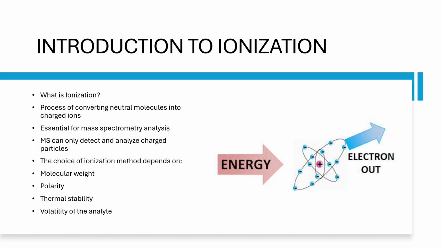So first things first, what exactly is ionization and why do we even need it? Well, ionization is basically the process where we convert neutral molecules into charged ions. And here's the thing, mass spectrometers can only detect charged particles. Without ionization, we literally can't analyze anything.